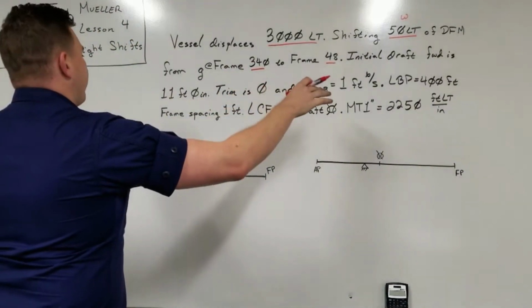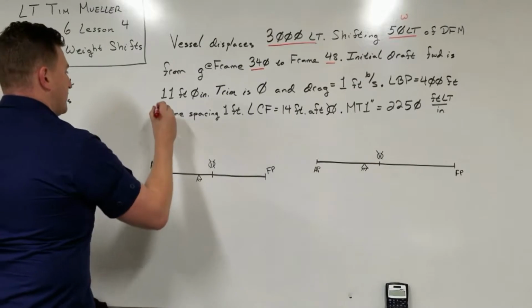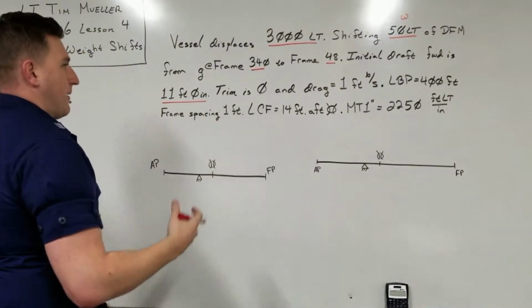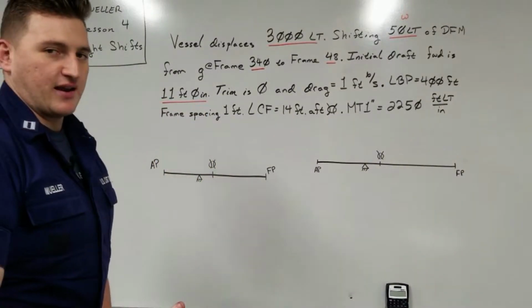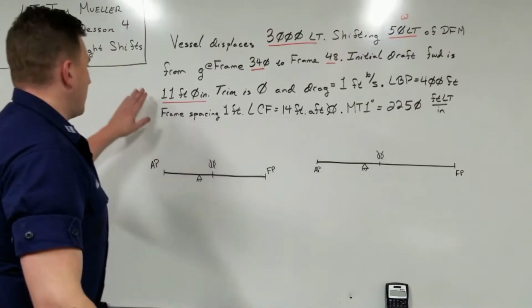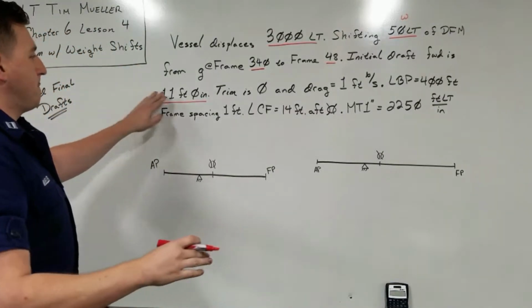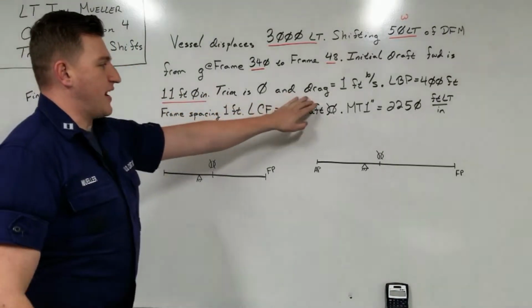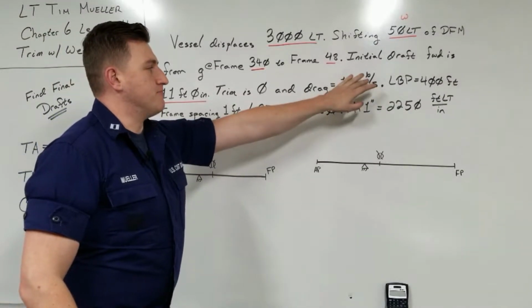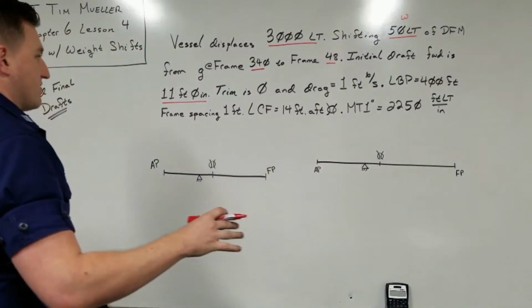My initial draft forward is 11 feet 0 inches. I'm dealing with trim. I'm going to eventually probably be calculating a delta D forward. So I've been given one of my drafts. Trim is 0 and my drag is 1 foot by the stern. Now what does all this mean?